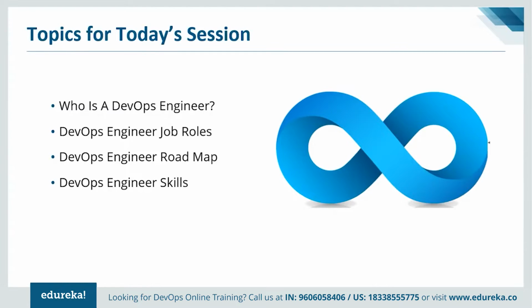We'll begin by understanding who is a DevOps engineer. Is he the guy who writes the code, or is he responsible for deploying the application on the server? What is exactly the role of a DevOps engineer? Then we'll also look at various job roles available in the market, for example, automation architect, release manager. There are multiple roles in a typical DevOps team, and we are going to discuss that.